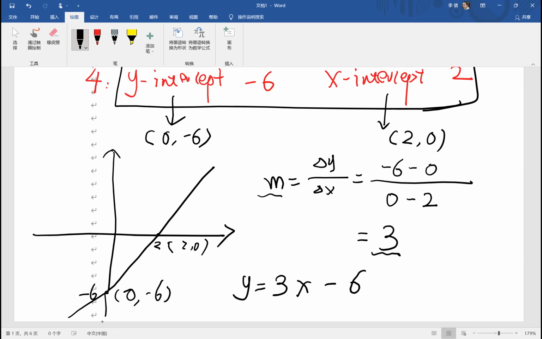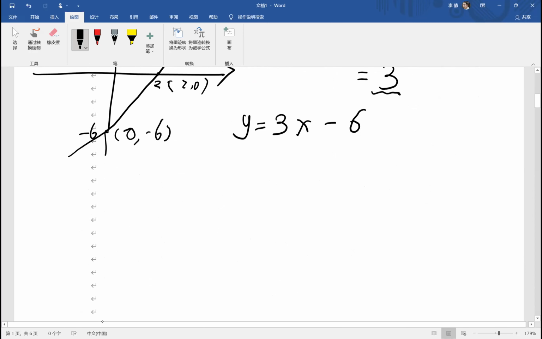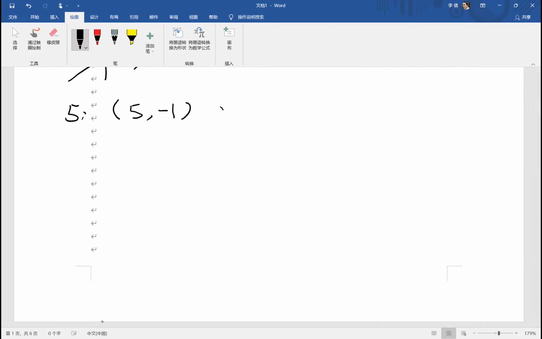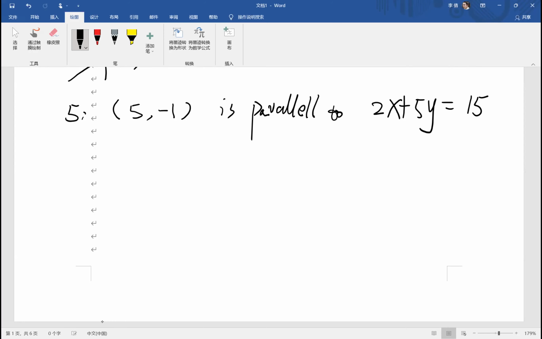Got it? Yes. Okay. This is the first one. And then we can see the fifth one. The first line passes through the point (5, -1) and is parallel to the line 2x plus 5y equal to 15, right?